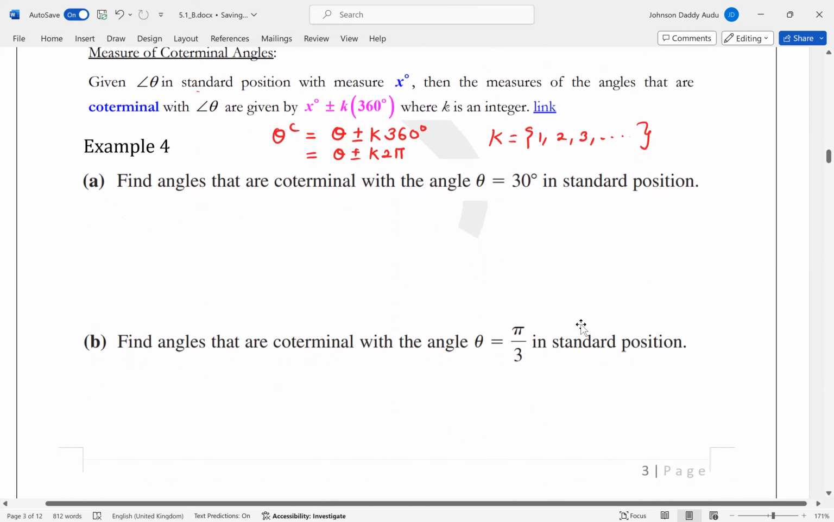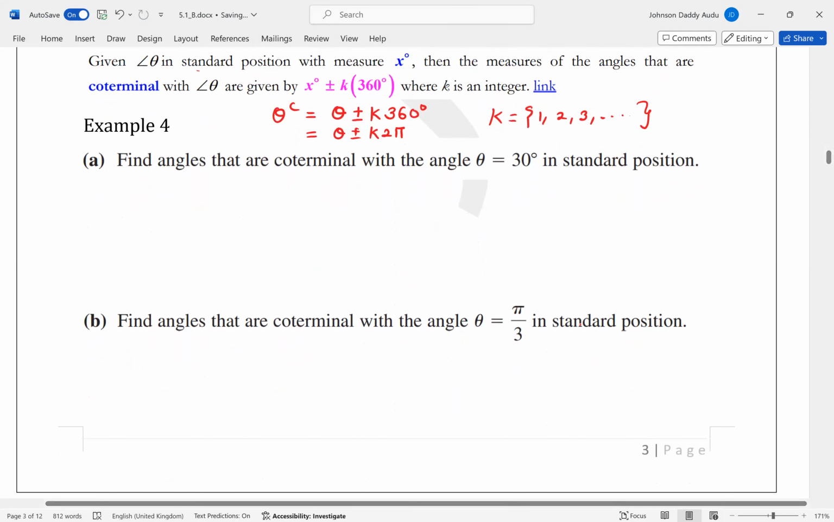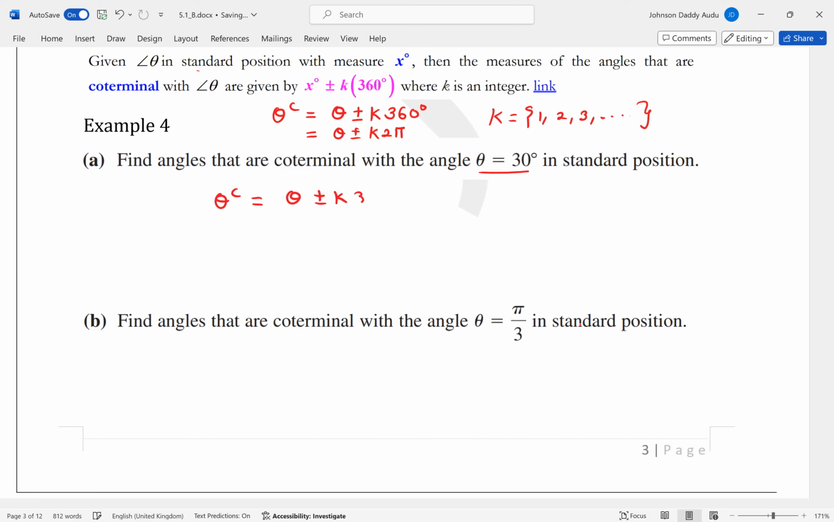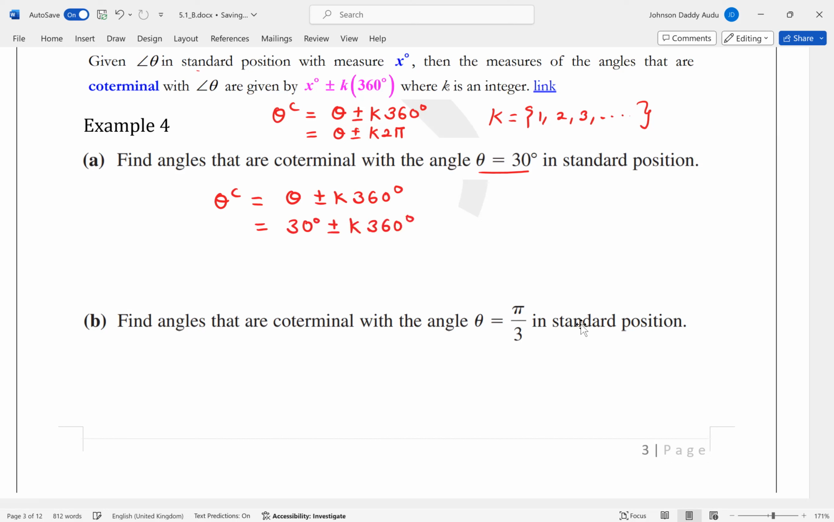All right. So example 4, it said find the angles that are coterminal with theta equals 30 degrees. So simply, coterminal is what? Theta plus minus k times 360 degrees. So what is our theta in this case? 30 degrees. So you have 30 degrees plus minus k times 360 degrees.